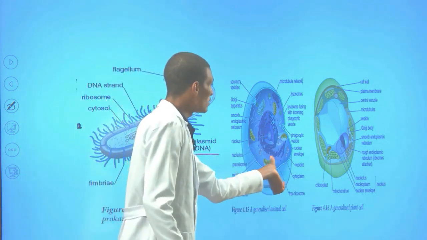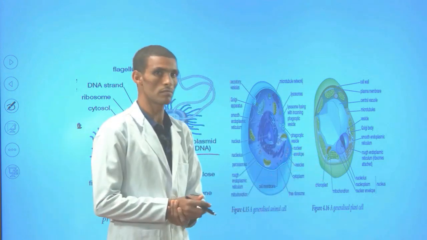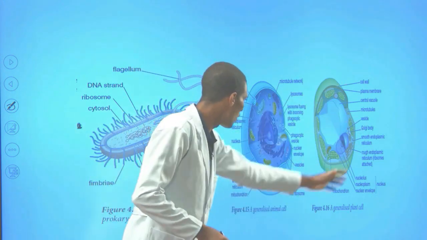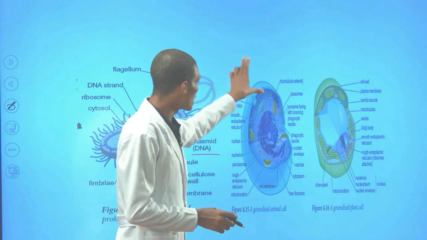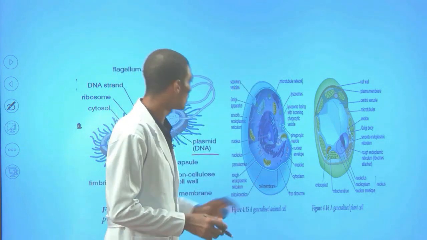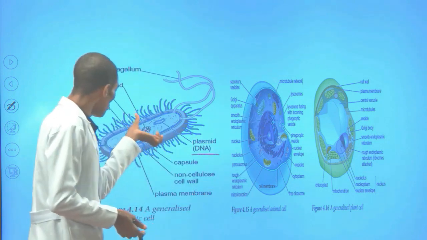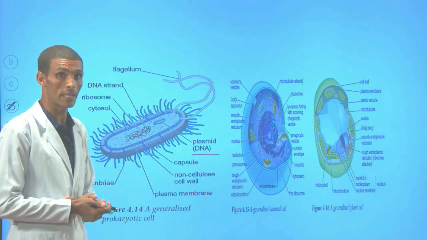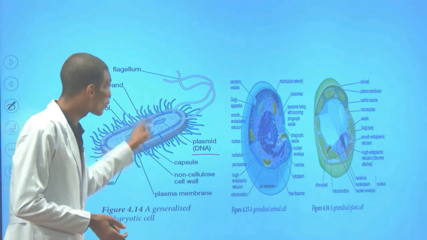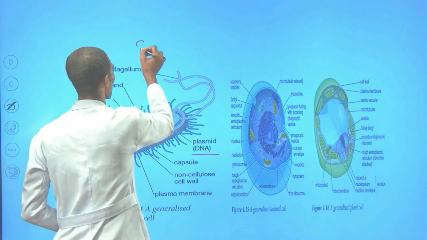In an animal cell there is a nucleus, and in a plant cell there is also a nucleus, with so many organelles found there. So, there is isolation of the cytoplasm and organelles from the nucleus by the nuclear membrane. But here, bacteria, especially archaebacteria, are a basis for the evolution of this one by the endosymbiont theory.